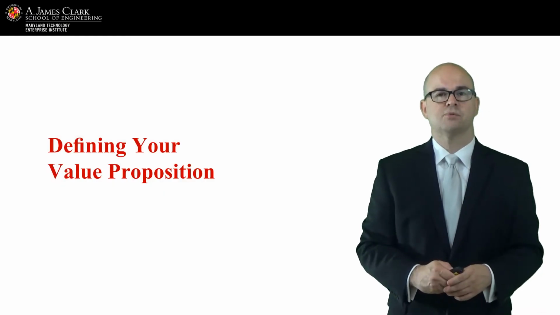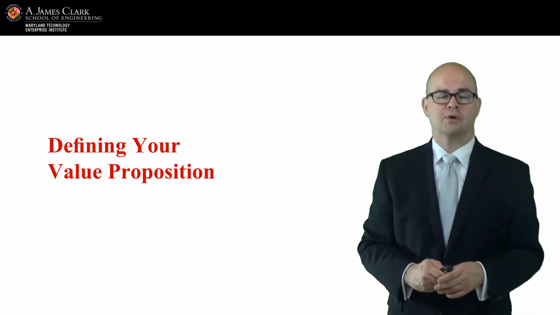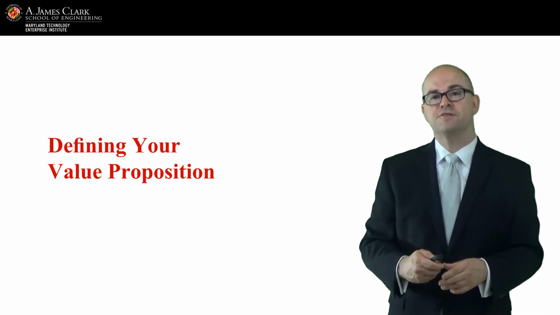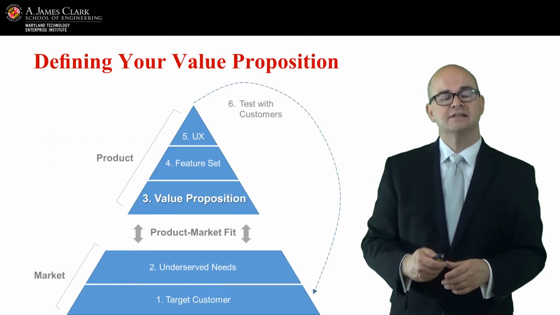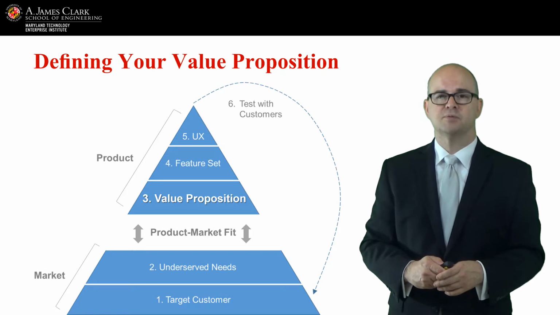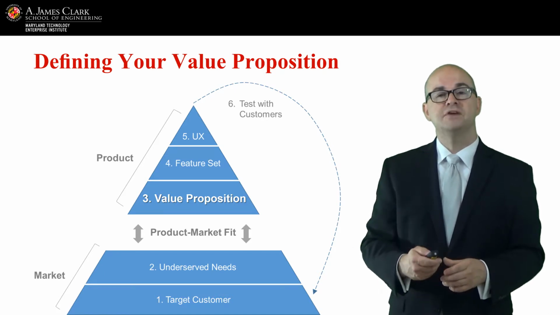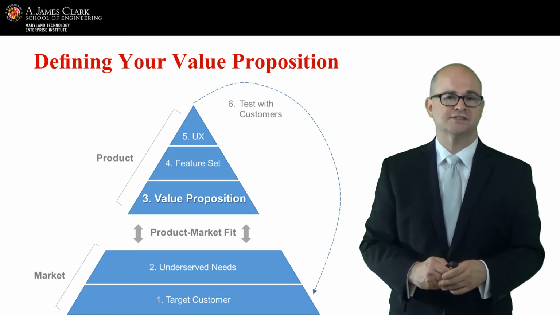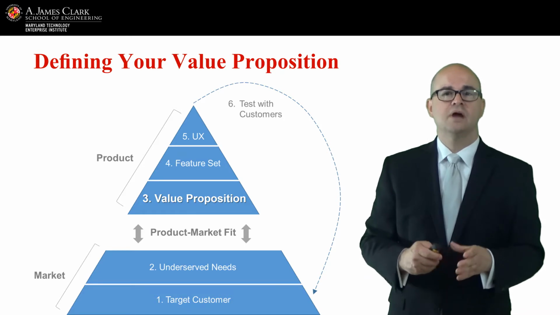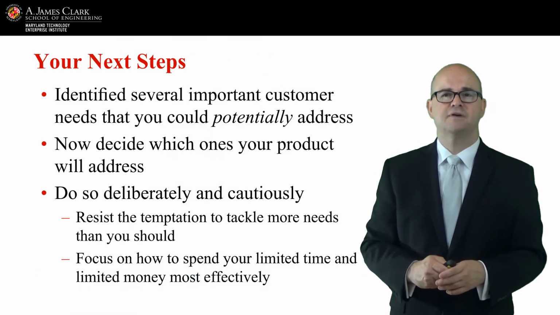Our next area to explore is going to be defining your value proposition. So this is the third element of the pyramid, and it sits between the underserved needs that we previously examined and the feature set that we'll be focused on next. So in this step, we're trying to identify where to go from here.